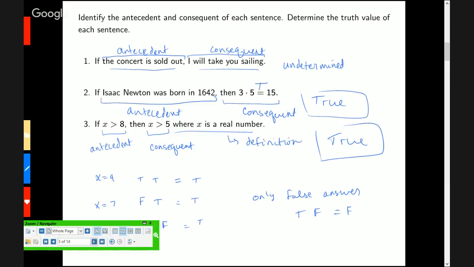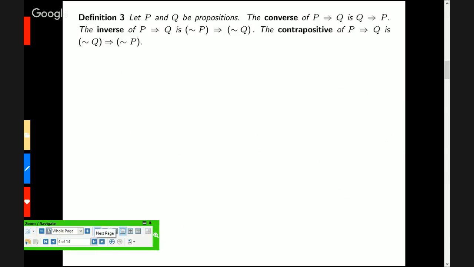Okay, let's go on to the next definition. Let P and Q be propositions. The converse of P implies Q is Q implies P. The inverse is not P implies not Q. You negate both. And the contrapositive is not Q implies not P. Negate and switch. So converse is switch the order. The inverse is negate both of them, but keep the order the same. The contrapositive is negate and switch the order. So keep that in mind.